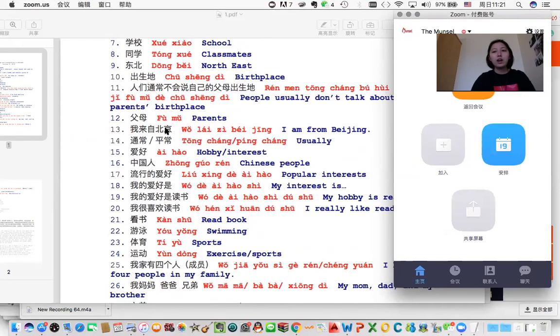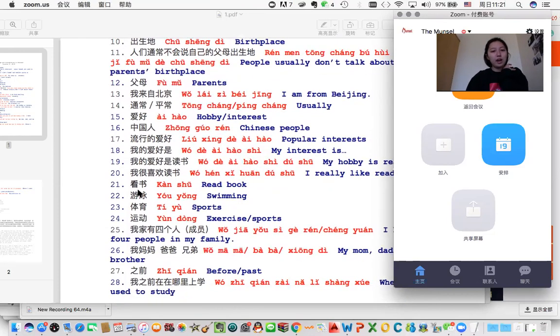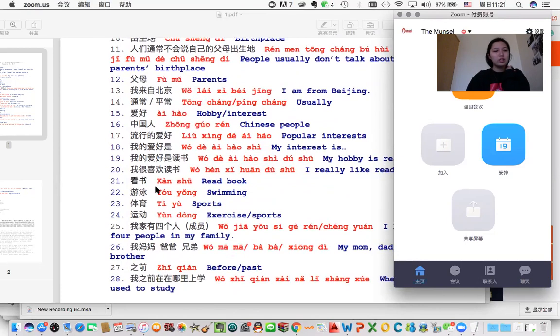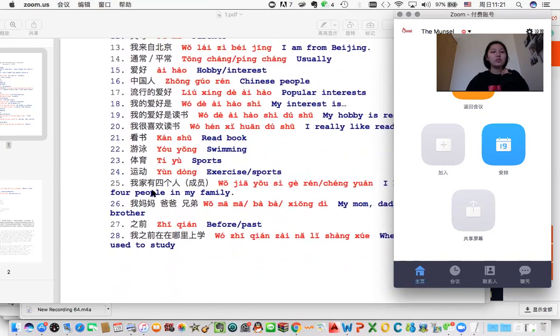You can also introduce your hobbies. 我的爱好是, my hobby is, for example, reading. 我的爱好是读书. 我的爱好是唱歌, sing songs. Or say 我很喜欢, what do you like to do? 我很喜欢打篮球, I like playing basketball.